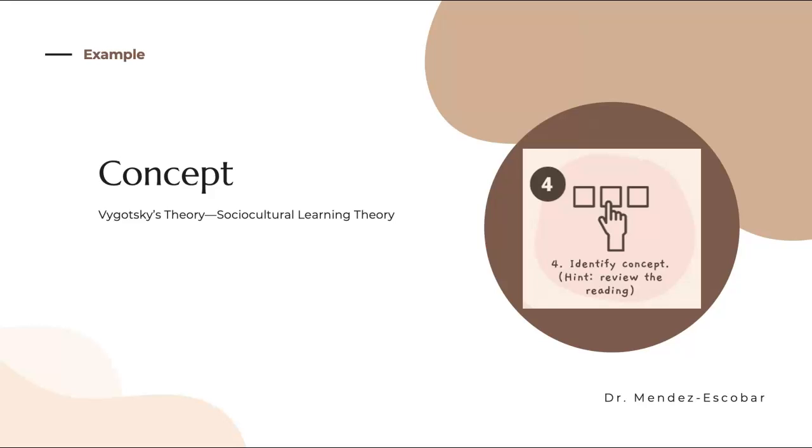Oftentimes you're going to find that development does not happen in isolation. There might be some social interactions. If you are explaining an aspect of social emotional development, you can probably still choose the child behavior that I chose. However, I'm going to be focusing on cognitive development, in this particular case, learning using Vygotsky's theory.